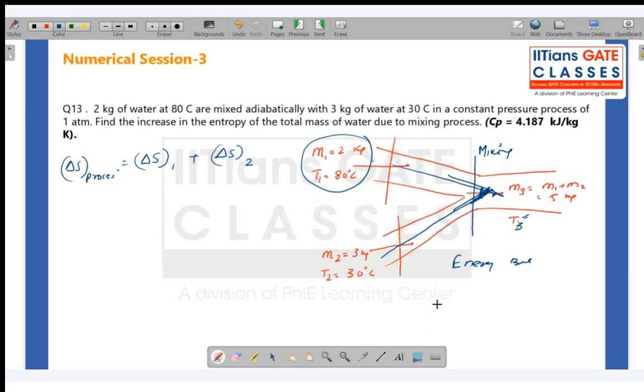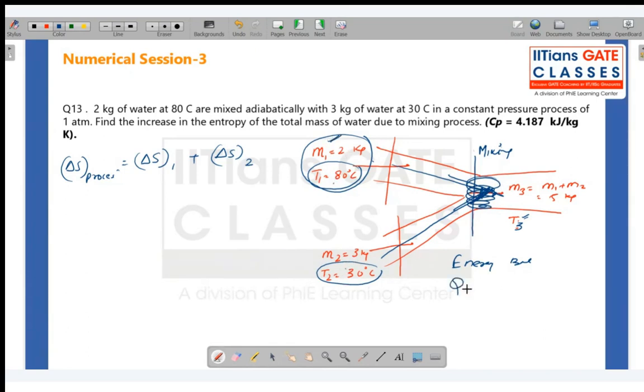So there are two ways you can do it. I don't know if I should tell you both of them, but okay, let's do one of them. You see, this fluid is at higher temperature and this is at lower temperature. So when they come and mix here, this first fluid will transfer heat to the second fluid.